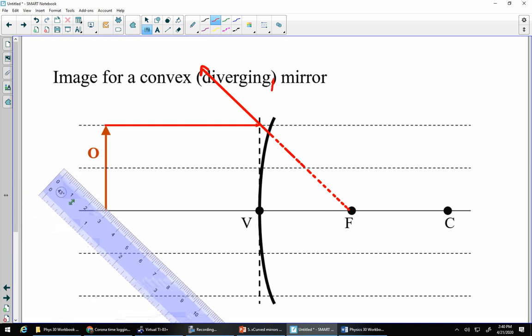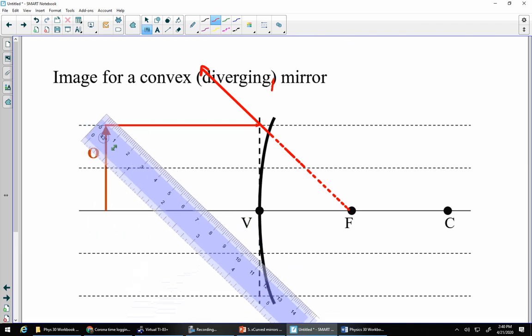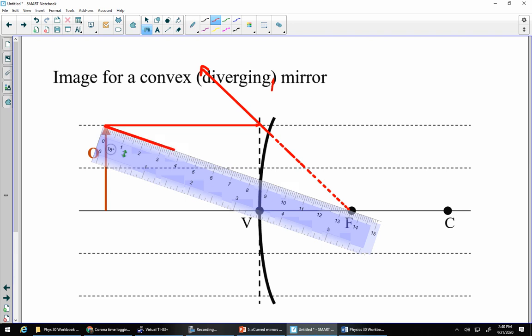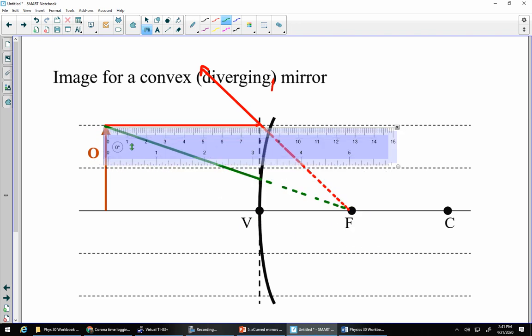Okay, next one to look at. So there's my first one. If it's going parallel, it looks like it's going to come from the focal point. The next one that I want to deal with is what if it's going straight towards that focal point? So if it's going straight towards that focal point, going to have it till it hits the mirror. And then again, I should use a different color for that one. We'll use green. Yeah, green will work for us. So going in, looks like it's going to hit it there. So we're using a dotted line going behind. And if it's going to hit the focal point, we know going towards the focal point, we're going to come back parallel to the principal axis.